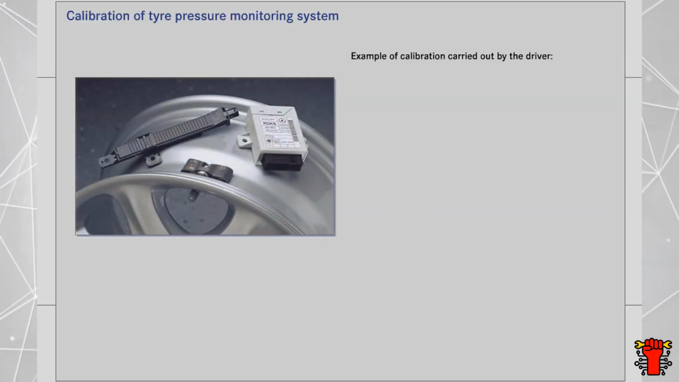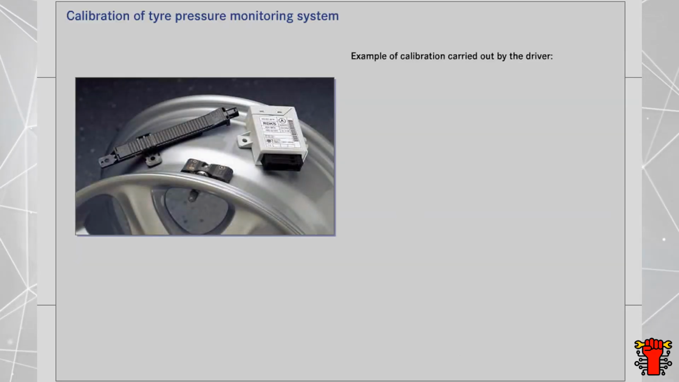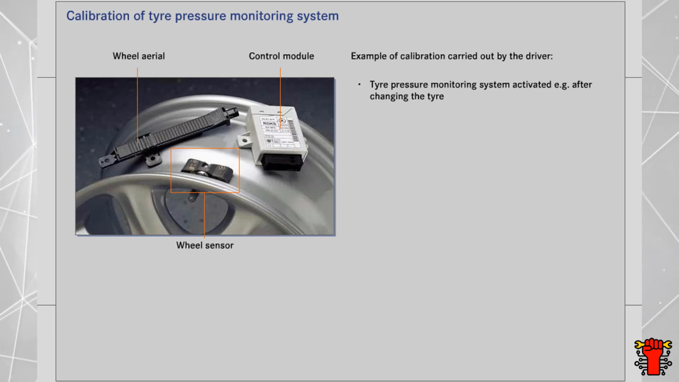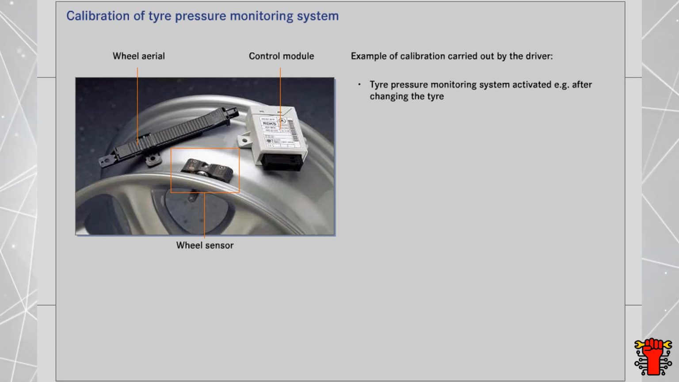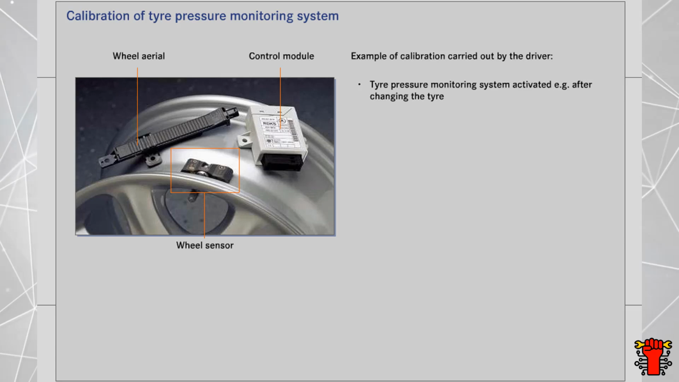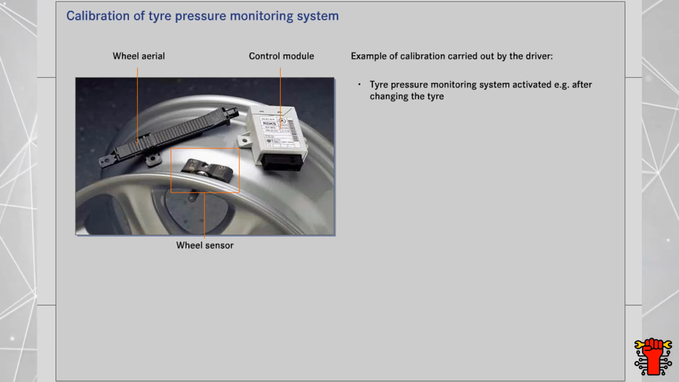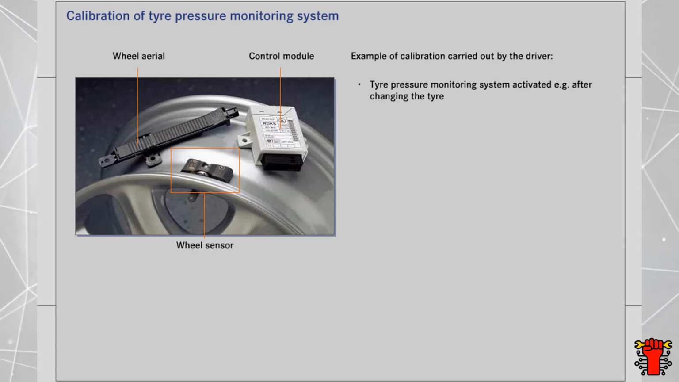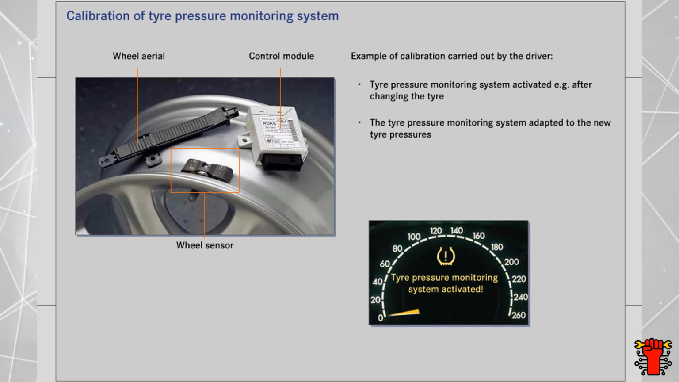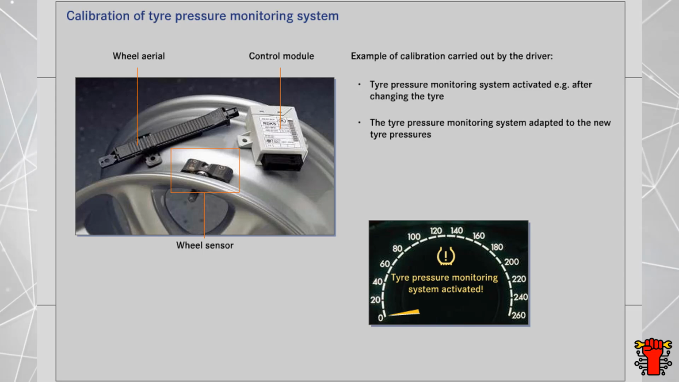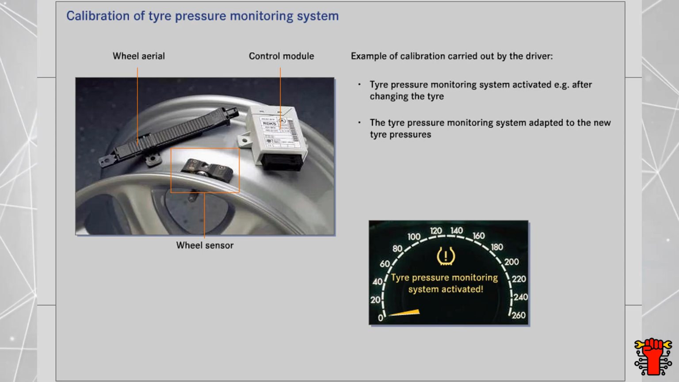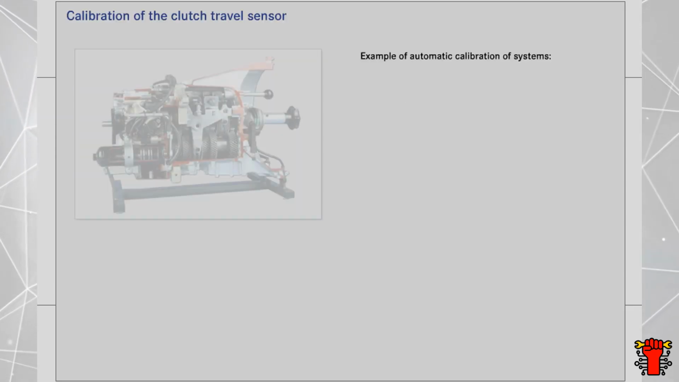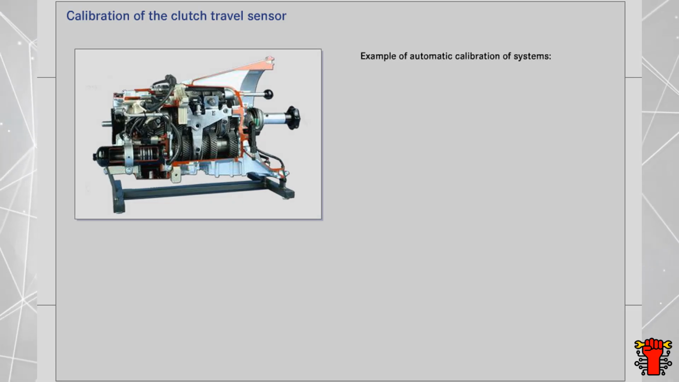The driver can also carry out a calibration. For example, the driver activates the tire pressure monitoring system if he has changed the tires, for example. The calibration enables the new tire pressures to be accepted as the set values. Some systems carry out calibrations automatically.